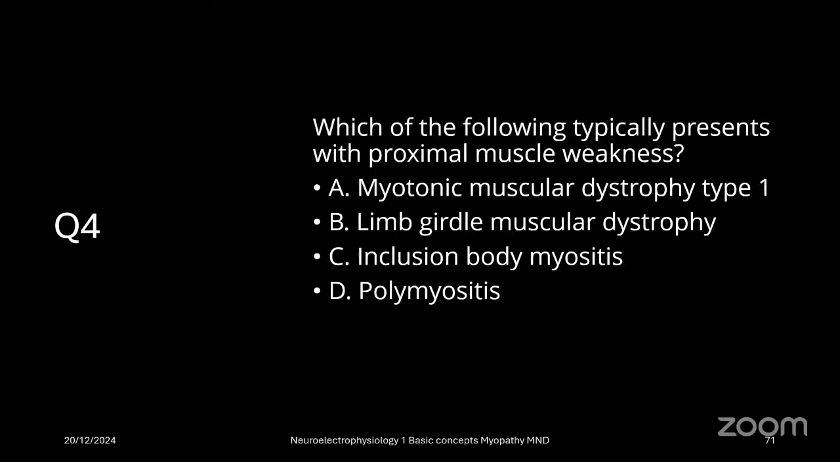Which of the following typically presents with proximal muscle weakness? Myotonic muscular dystrophy type 1, limb-girdle muscular dystrophy, inclusion body myositis, and polymyositis. Which of the following typically presents with proximal weakness? Which one?